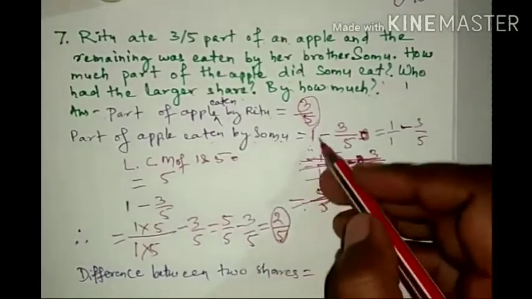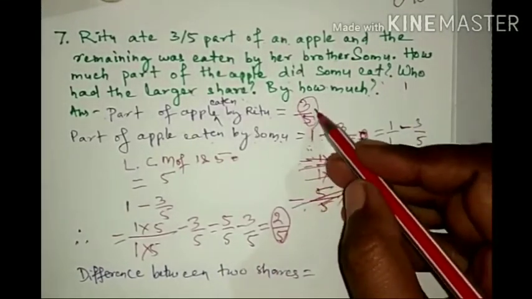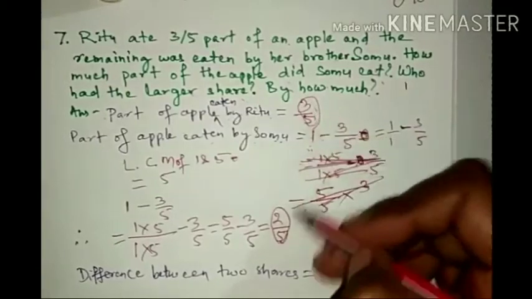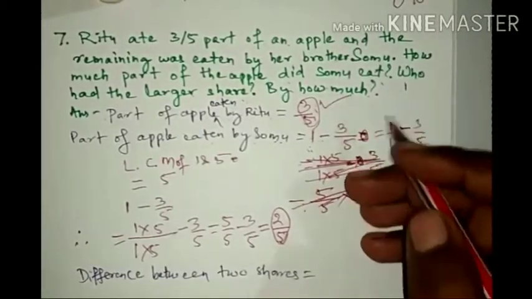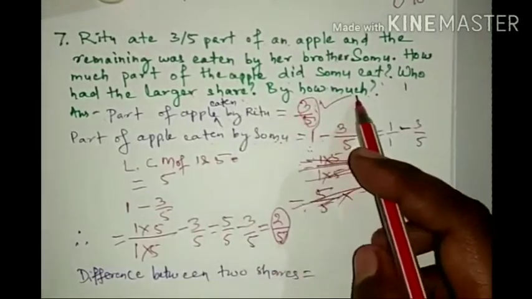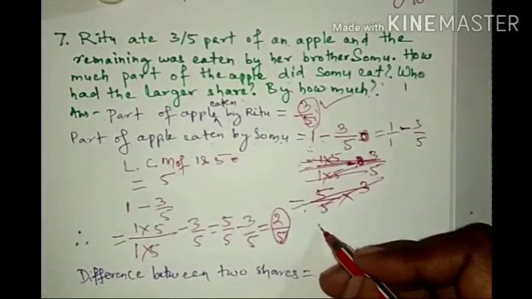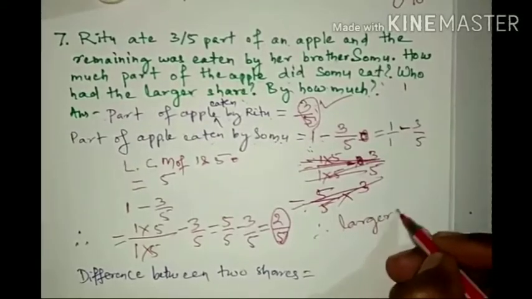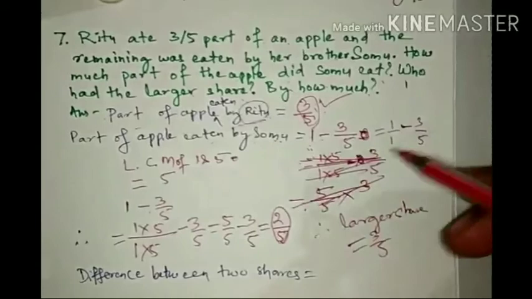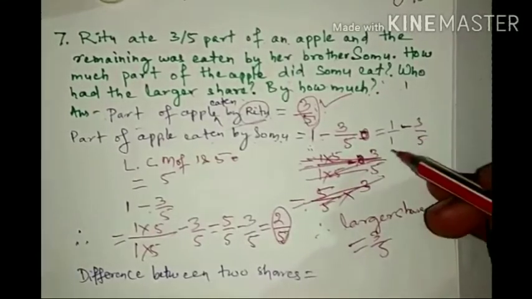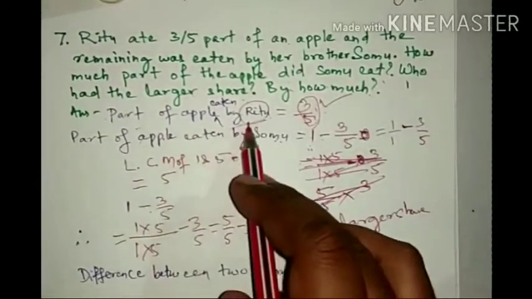So which one is larger share? 3 by 5 or 2 by 5? Both are like fractions. So 3 by 5 is larger share. So how much larger, by how much? Larger share equal to 3 by 5. Who has larger share? Part of apple eaten by Ritu.